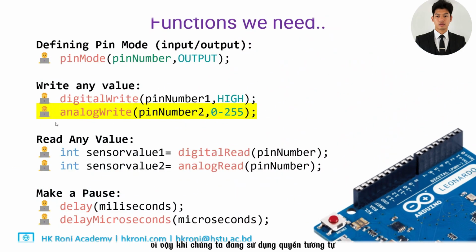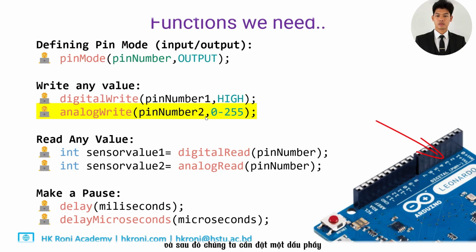So when we are using analogWrite, we need to use this syntax first of all. The analogWrite command. Then you need to assign the pin number. The pin number could be any pin that we learnt before, that should be included in the PWM pins. It should have a tilde sign in front of them.